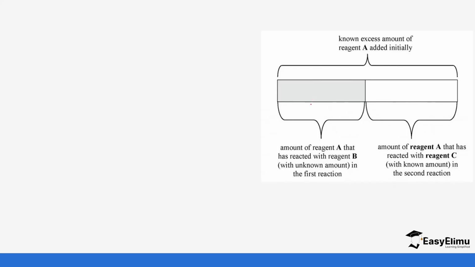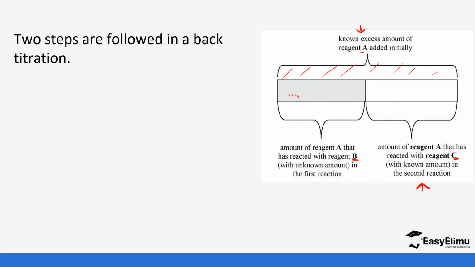When you look at this image, we can see, for example, that there is an excess amount of reagent A. Some part of reagent A is used to react with reagent B, and then the excess part is used to react with reagent C. We always start with a known. We start with calculating the amount that reacted with the known value of reagent C, and then we subtract from the original to get what was used for the unknown amount. We are going to look at the questions and see how it's done.